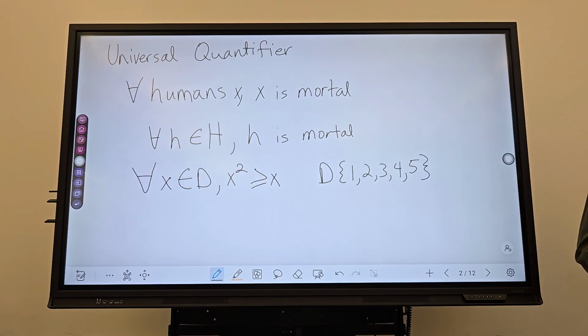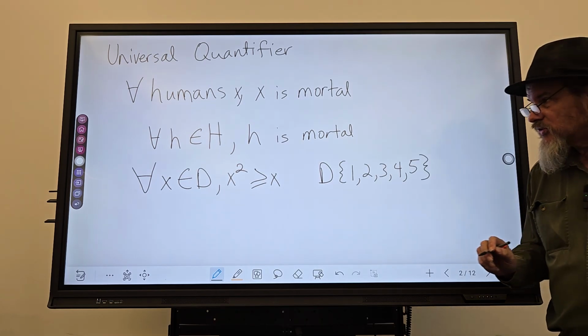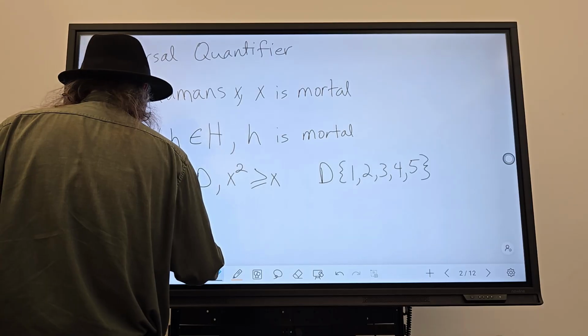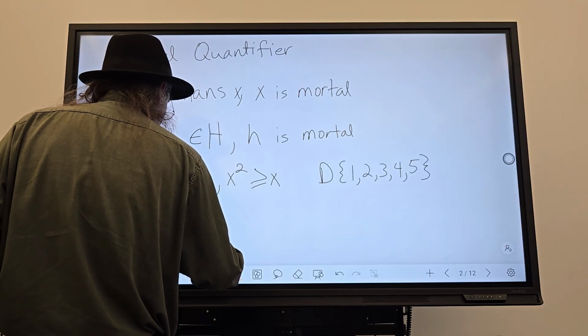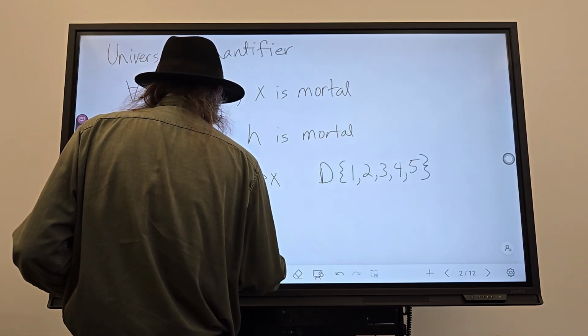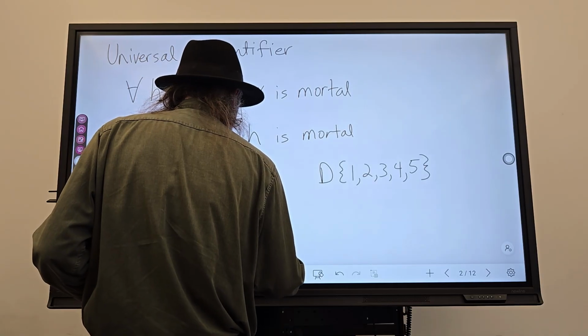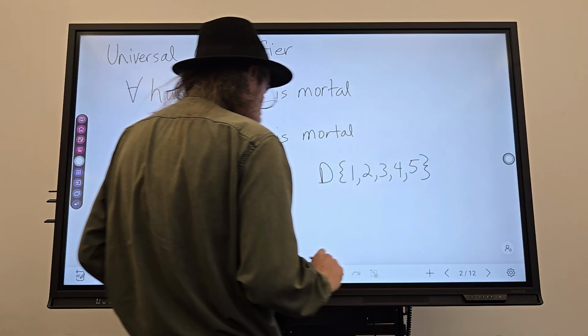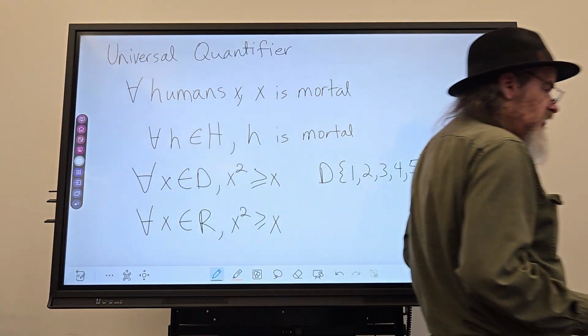Now you consider you change it to, for all x element of R, x squared greater than or equal to x. Is that true?